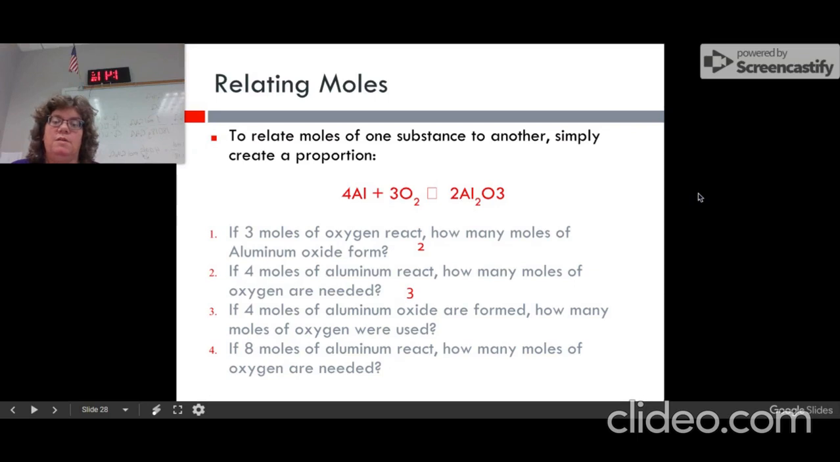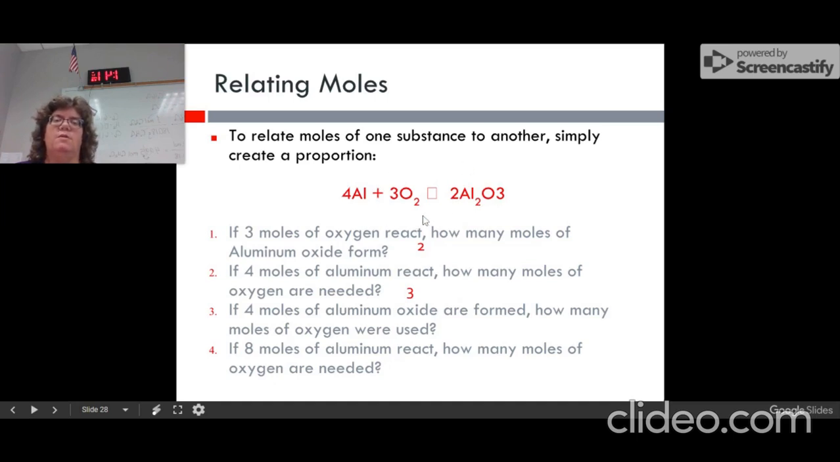Question number 3 reads, if 4 moles of aluminum oxide are formed, how many moles of oxygen were used? So now we're starting here with my finished product and working our way backwards to look at how much of the reactants were used to make that finished product. As you can see here, for this recipe we're getting 2 moles of aluminum oxide. But the question asks about 4 moles of aluminum oxide, which just means we need to multiply everything by 2.